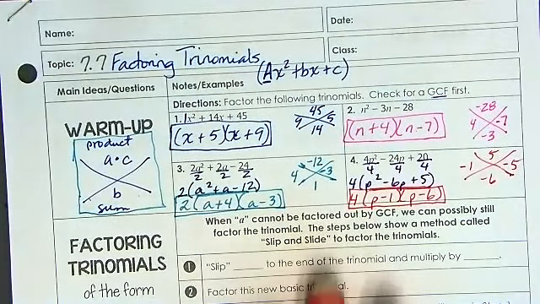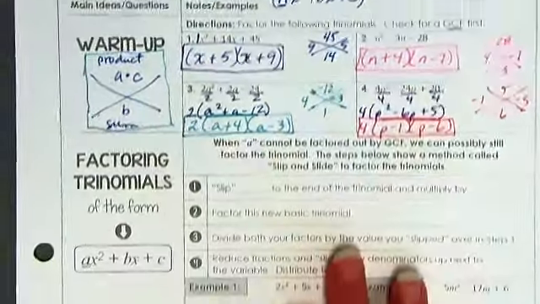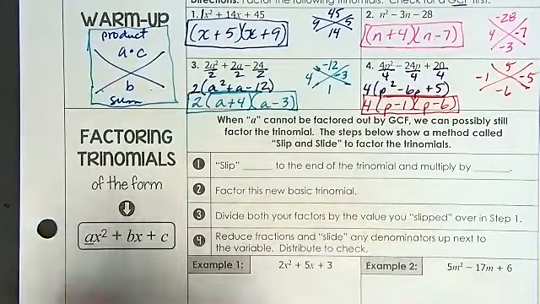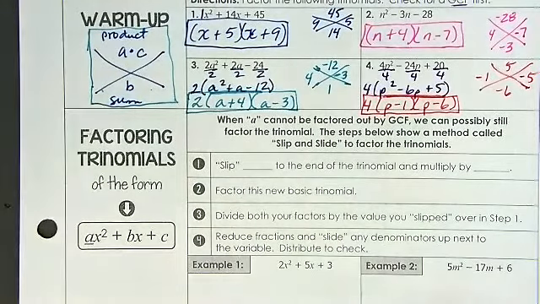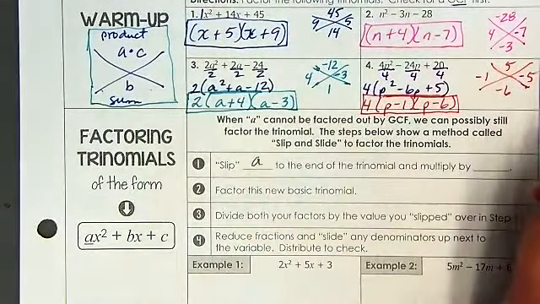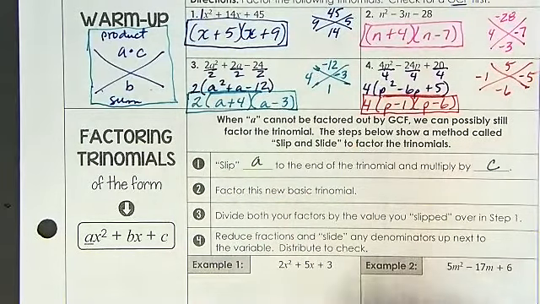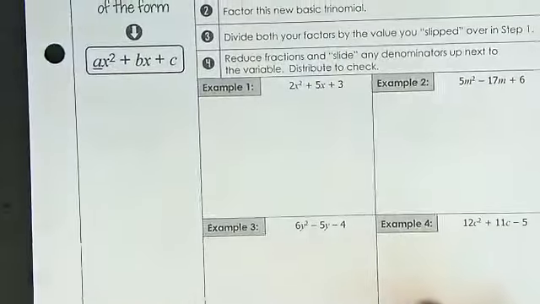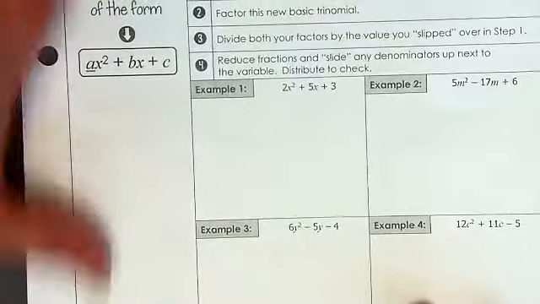Okay, the process that it does here, I'm going to go ahead and fill in the steps for you, but I'm not going to really go that way because that's not the way that I work the problems. So the blanks here, it's slip A to the end of the trinomial and multiply by C. So that's just filling that in. Now we're going to go through and I'm going to work the way I do using the product sum box.